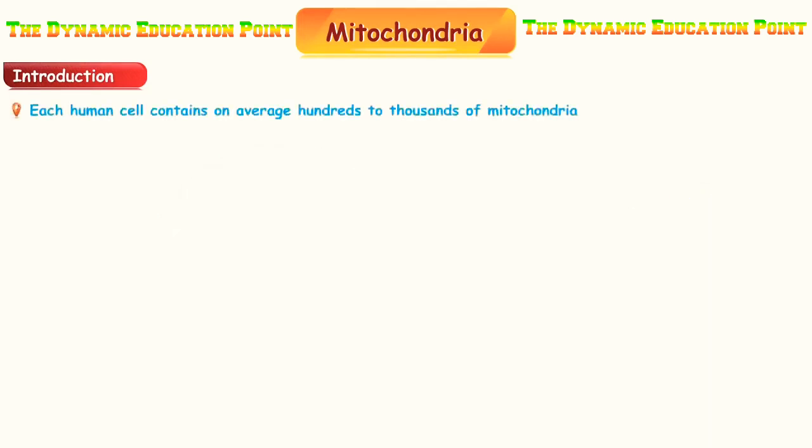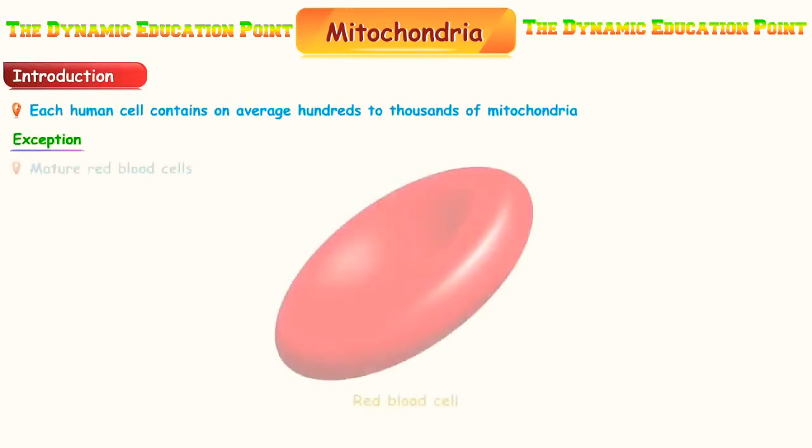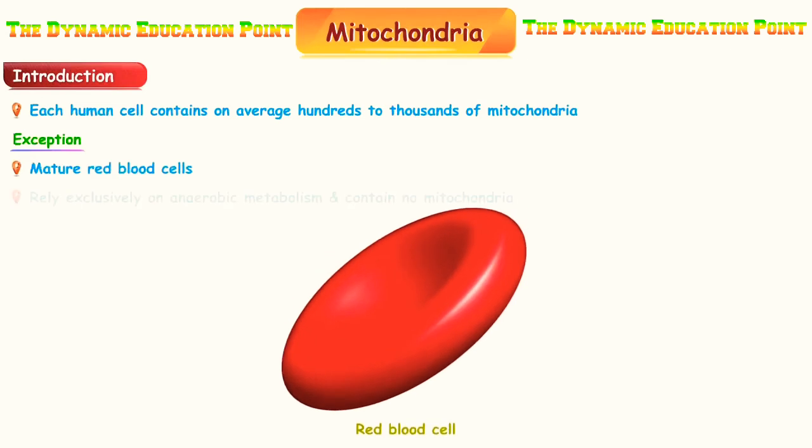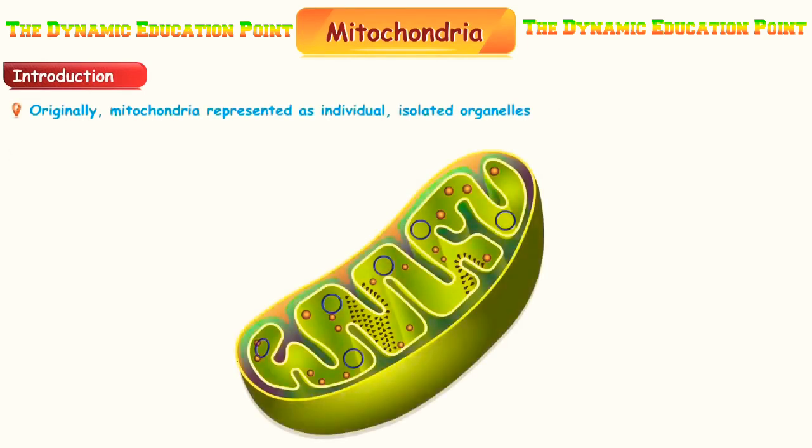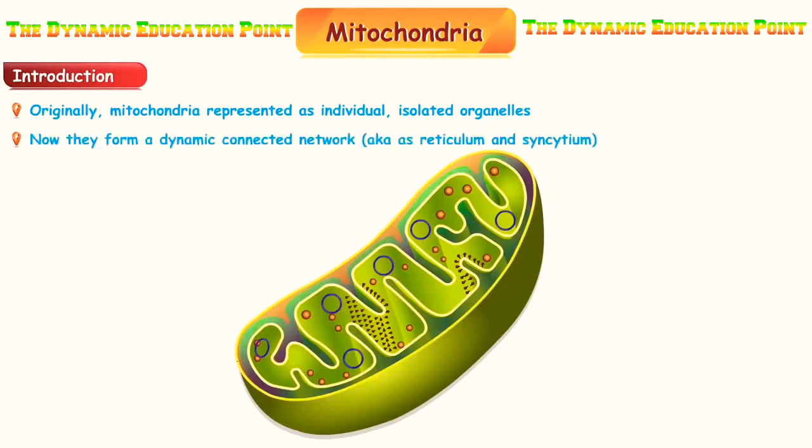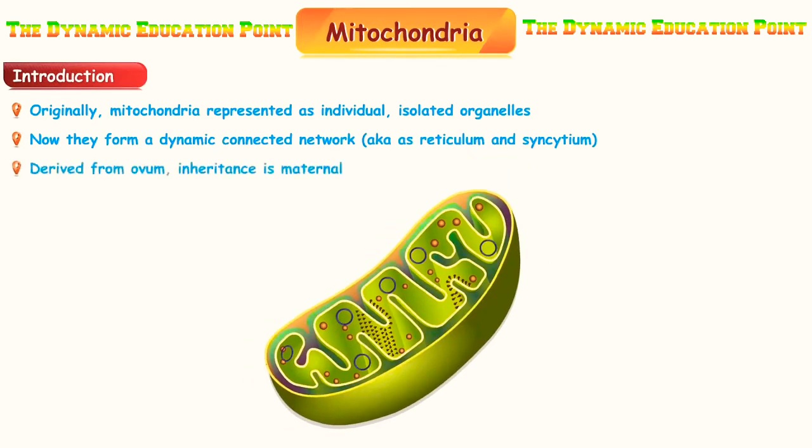Each human cell contains on average hundreds to thousands of mitochondria. The exception is mature red blood cells, which rely exclusively on anaerobic metabolism and contain no mitochondria. Although mitochondria were originally represented as individual, isolated organelles, it is now recognized that mitochondria form a dynamic connected network, also called a reticulum or a syncytium. As zygote mitochondria are derived from the ovum, their inheritance is maternal.